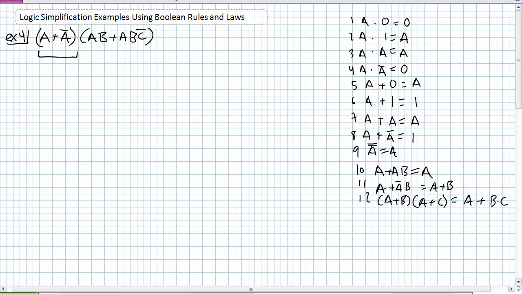Something ORed with its complement is always equal to 1. I could drastically simplify that, but I don't want to do that right now. I'm purposely illustrating that there is more than one way to skin a cat. I'm purposely going to complicate this, and I'm going to FOIL everything. Let's say I go insane. I totally forget that rule 8 exists.